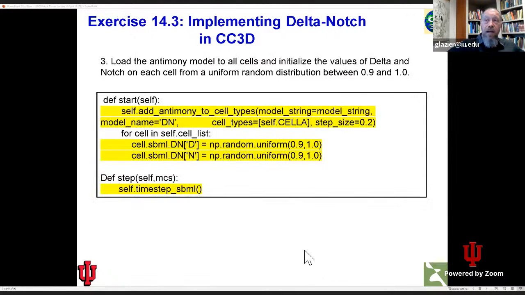Okay. Then I have to load the Antimony model into each cell. I don't really need to do it by type here because I'm doing it into all cells, but I might want to do it by type. And then I give initial values for D and N picked from a random distribution between 0.9 and 1. That means I have to have loaded NumPy, so I have to remember to load NumPy. And I time step it. This is not going to do anything because that external value of D_average isn't presented yet.